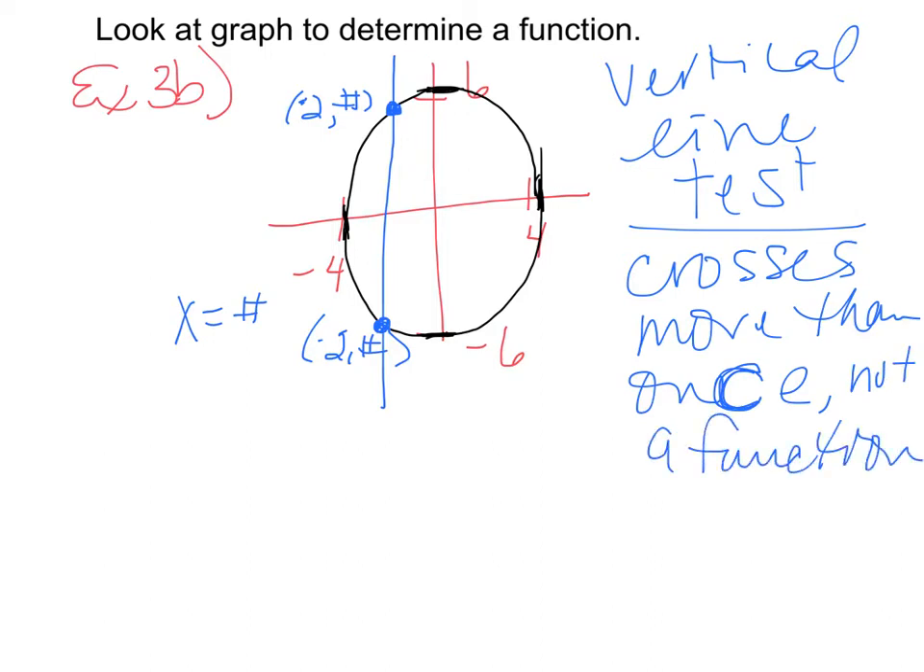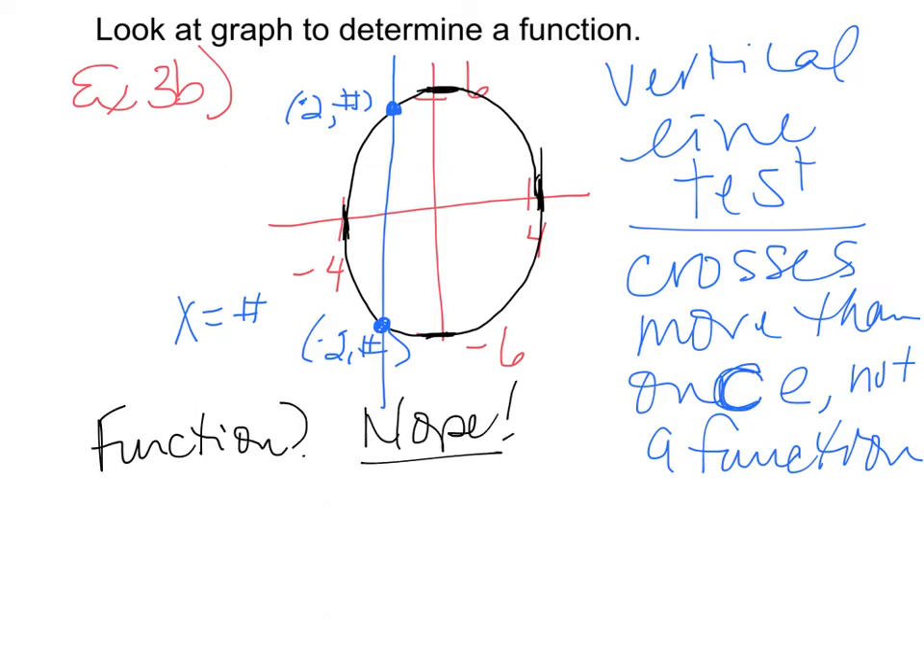Cool. So check this out. So is this one a function? Nope. We already determined that, so that's awesome. So is this a function, question mark? Nope. But just like any relation, we can always have a domain and a range. Now, what do you think the domain is for this function?